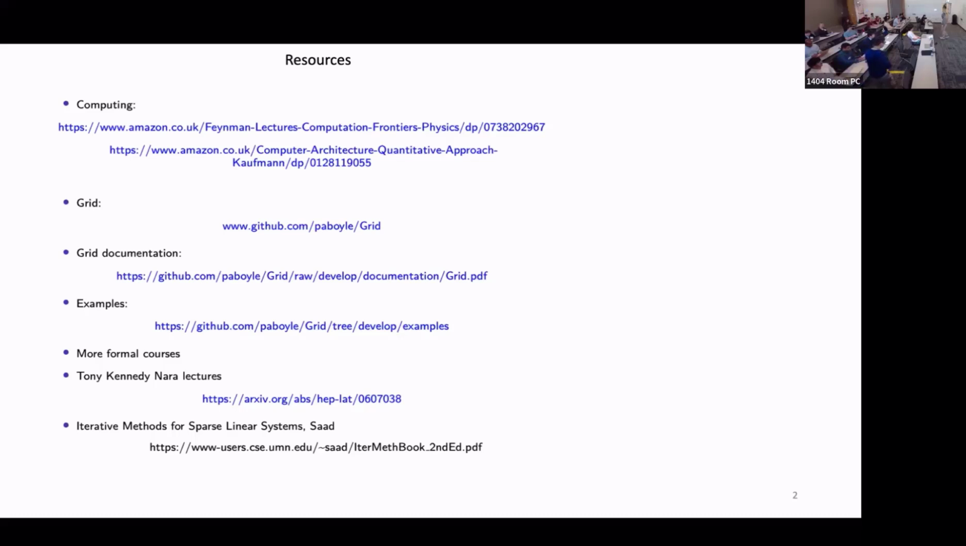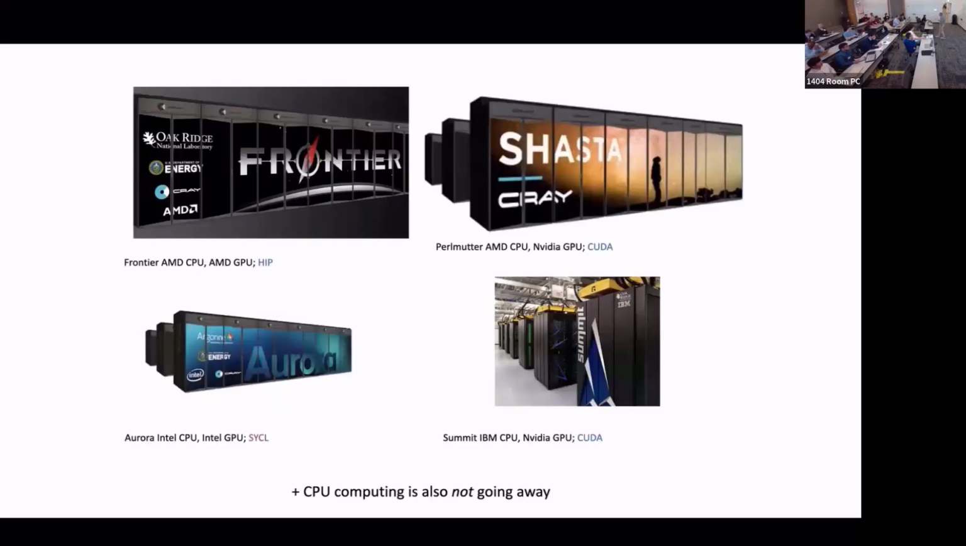So it's very Feynman-esque. Then for computer architecture, Hennessy and Patterson, Computer Architecture: A Quantitative Approach, in my view, is the Bible of computer architecture. These are the guys who invented RISC chips, Hennessy and Patterson. I have my examples, etc. Tony Kennedy has a real pedagogical introduction to the algorithms of lattice QCD. Tony Kennedy is, of course, brilliant, and the book by Sad is wonderful if you could take a limited set of resources to look at.